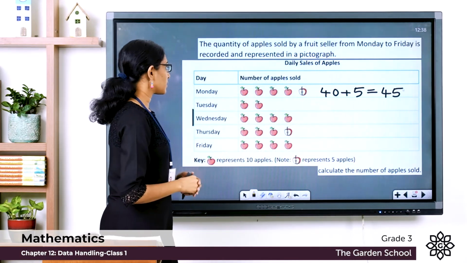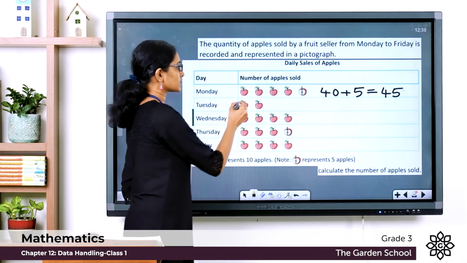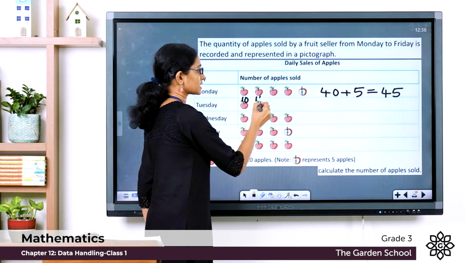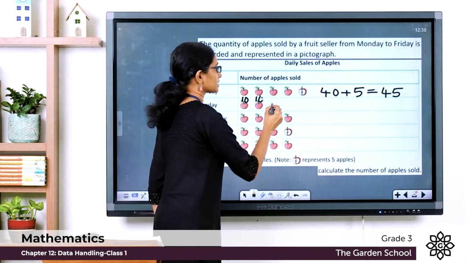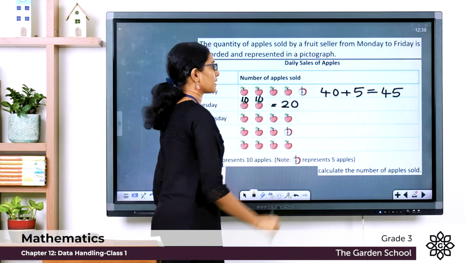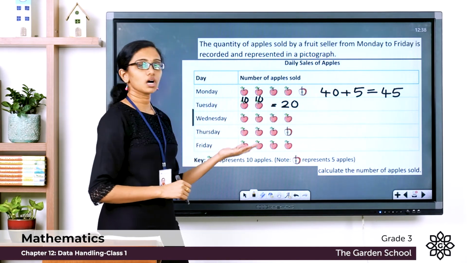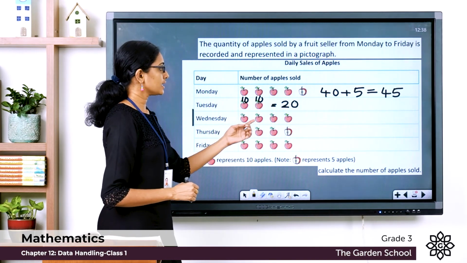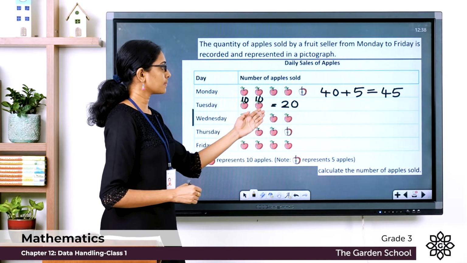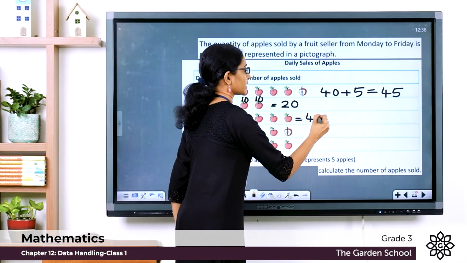Now, what about the number of apples sold on Tuesday? You can see 2 full apples here. 1 full apple represents 10. So, 2 full apples means it is 10 plus 10 or 10 into 2, 20 apples were sold on Tuesday. Now, on Wednesday, we can see a total of 4 full apples, which is equal to 10 into 4 or 10 plus 10 plus 10 plus 10. So, here the total sales was 40 apples.